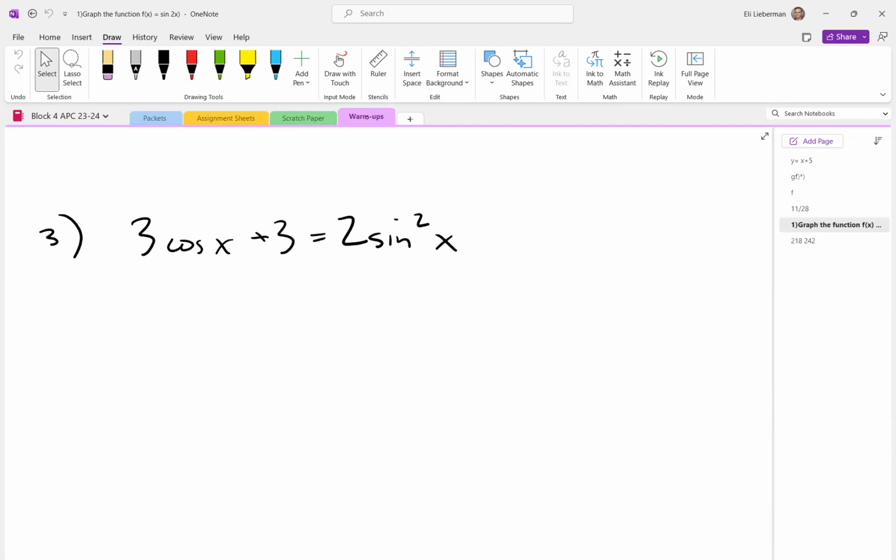Step one: make it so it's all the same trig ratio. We don't want cosines and sines together. So I'll give you a chance to work on that. Just one trig ratio, not sines and cosines. So this is not a warm-up, but a cool down. Cosine of x plus 3 equals 2 times sine squared of x.